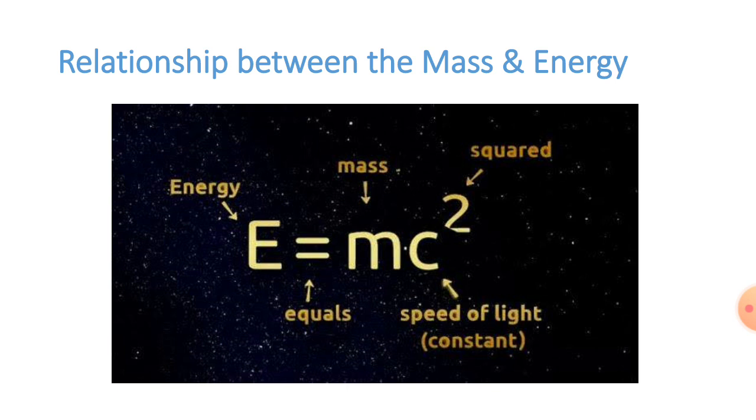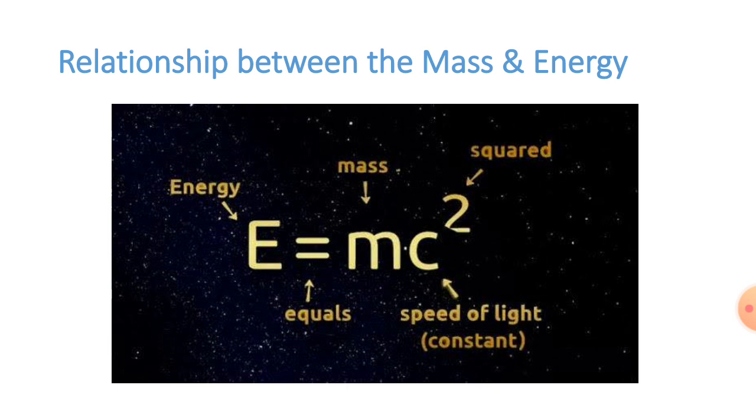So now we are going to see the relationship between mass and energy. We have seen matter gets converted into energy. Matter contains what? Matter contains mass, and when that mass burns or gets fused together, it produces what? Some amount of energy. So there is a relationship between mass and energy.